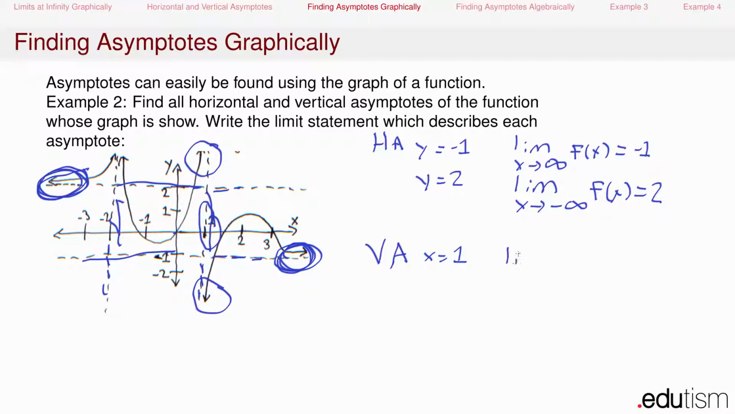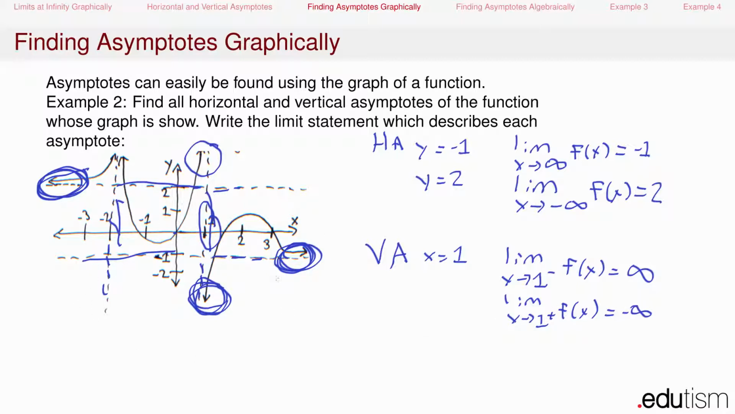So we'd write that statement as the limit as x goes to 1 from the left of f of x equals infinity. Now it also approaches the asymptote over here. In that situation, the x coordinate's approaching 1 from the right and the y coordinate's going to -infinity. So there we'd write the limit as x goes to 1 from the right of f of x equals -infinity.